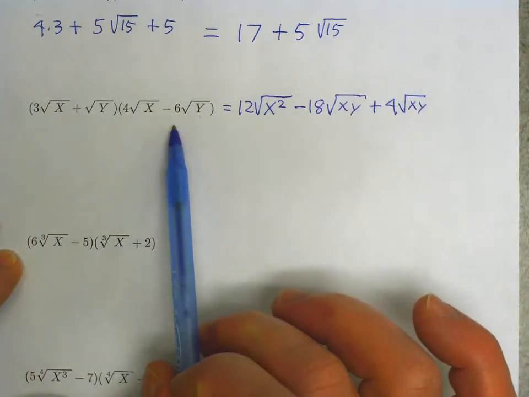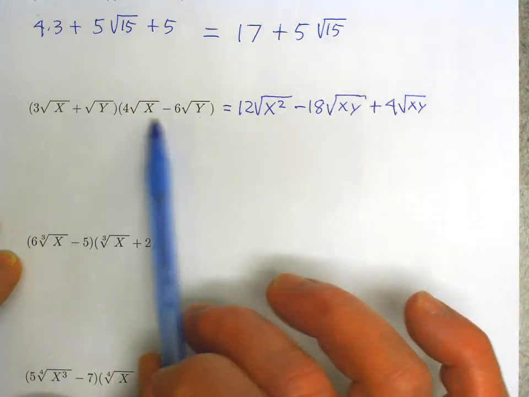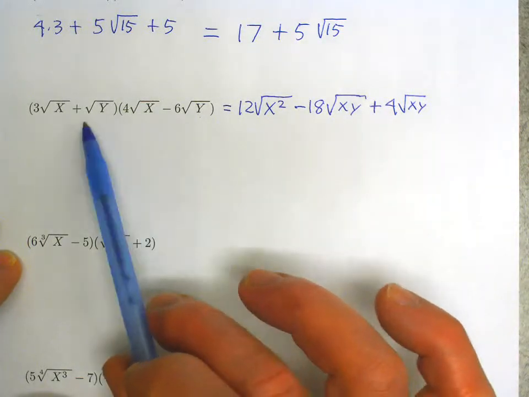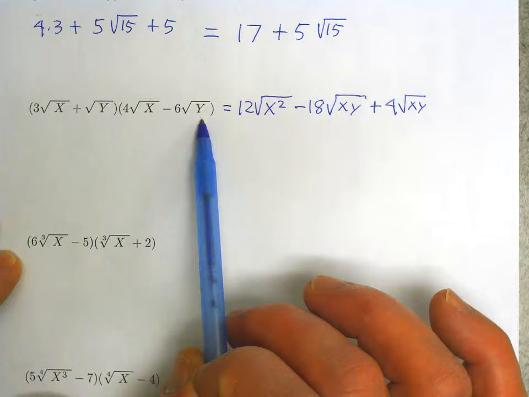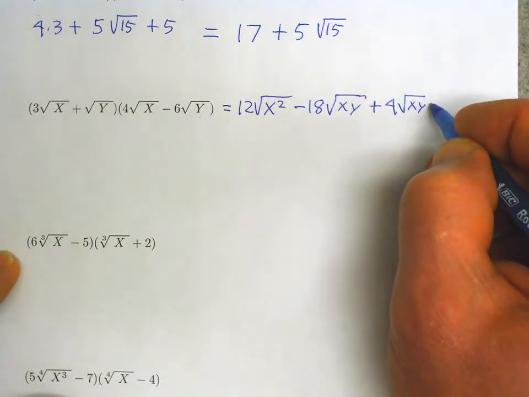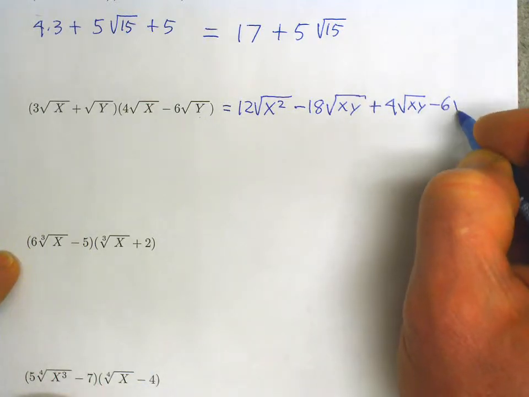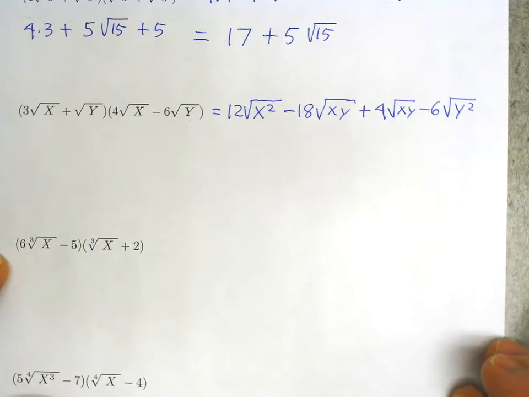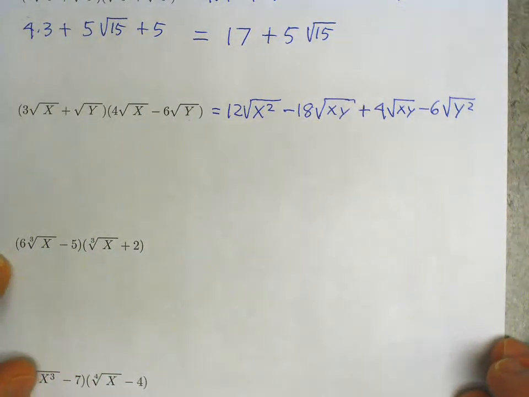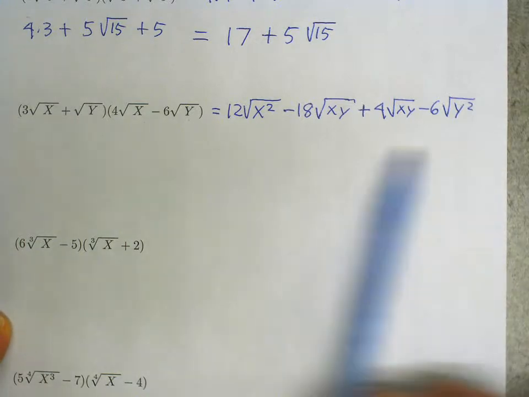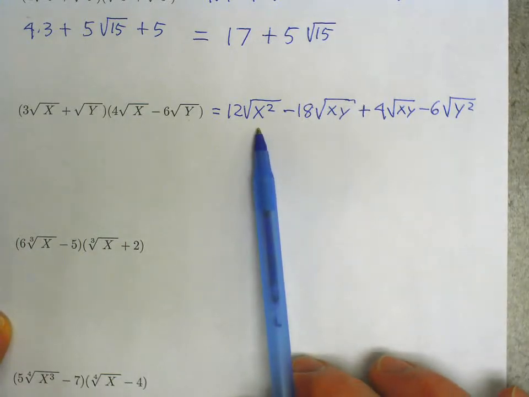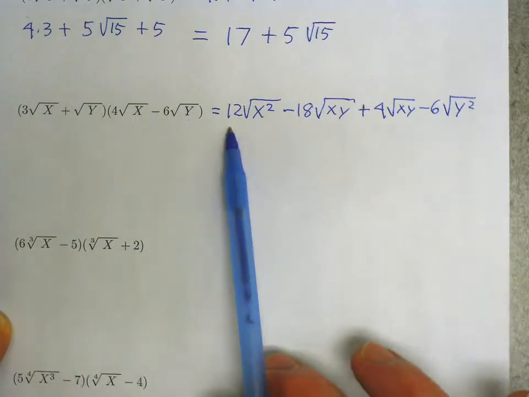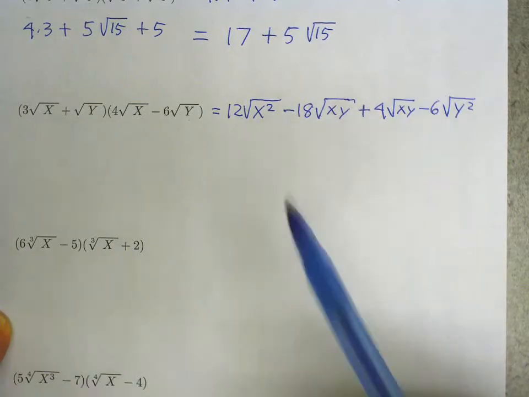And then the final term in the multiplication, minus the square root of y times 6 times the square root of y. So this is minus 6 times the square root of y squared. Okay, this is working out pretty nicely. The square root of x squared is just x. So this term on the left is just 12x.